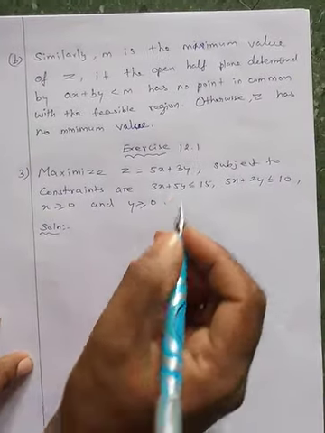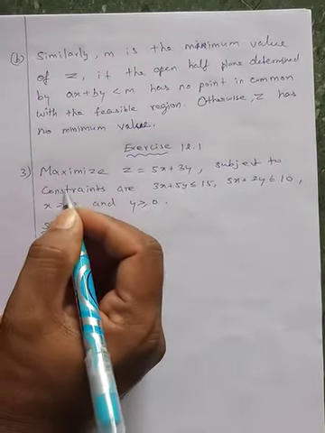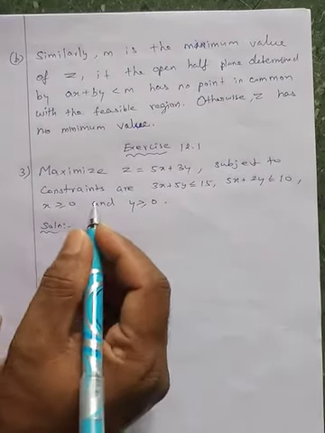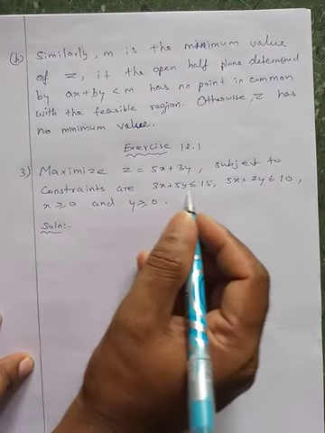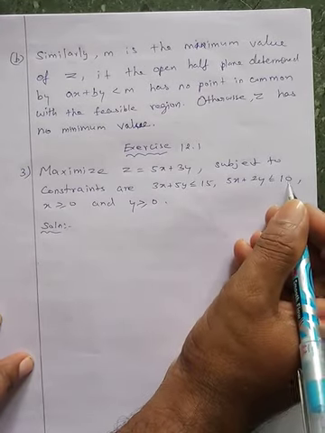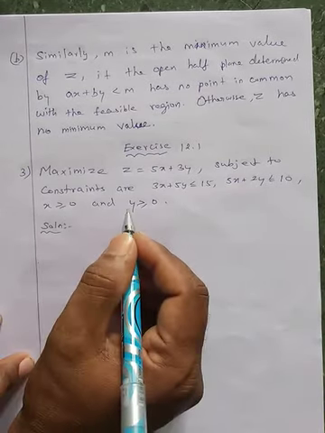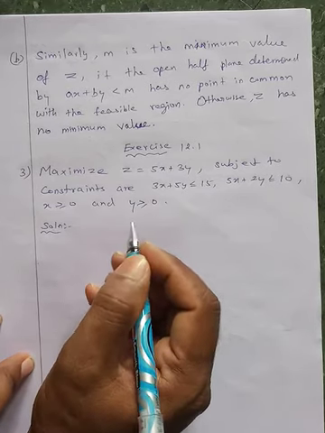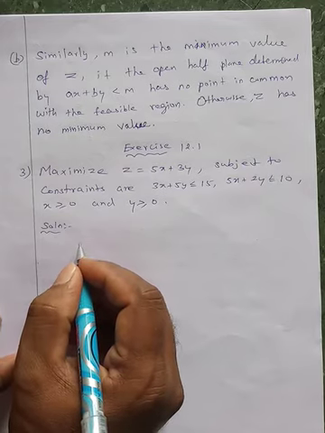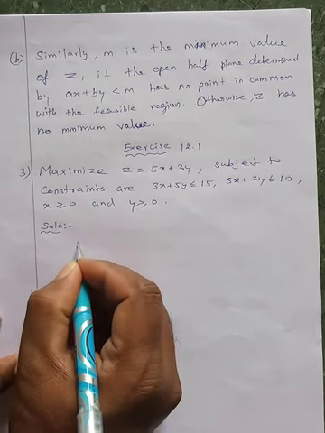Now exercise number 12.1, sum number 3. Maximize z is equal to 5x plus 3y subject to constraints 3x plus 5y less than or equal to 15, 5x plus 2y less than or equal to 10, and x greater than or equal to 0 and y greater than or equal to 0.